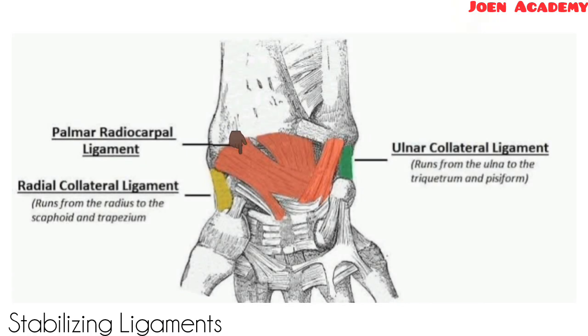The palmar radiocarpal ligament is located on the palmar side of the joint, that is the anterior side of the joint. It passes from the radius to both rows of carpal bones. Its function, apart from increasing stability, is to make sure that the hand follows the forearm during supination.